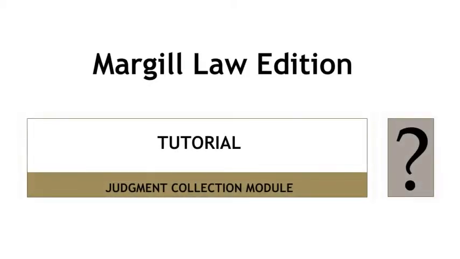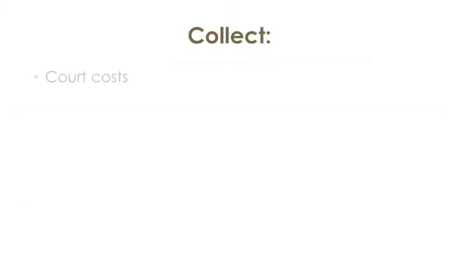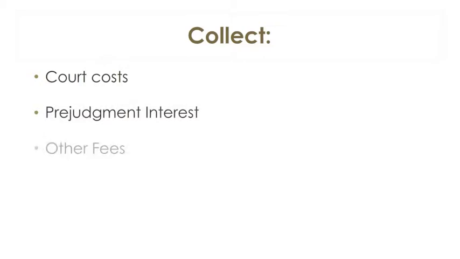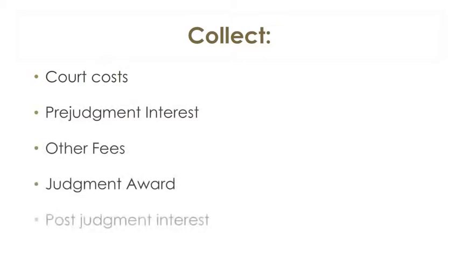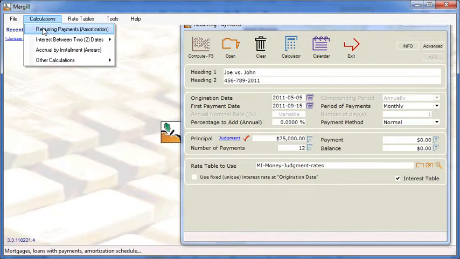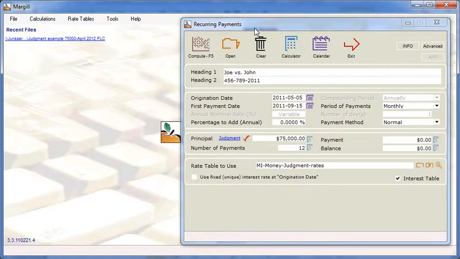This informal tutorial will show you how to use the very powerful judgment collection module. It can factor in court costs, pre-judgment interest, other fees, the judgment award itself, as well as post-judgment interest. Specifically, recurring payments can compute loans, mortgages, lines of credit, receivables, collection, etc. Let's do a judgment collection example.